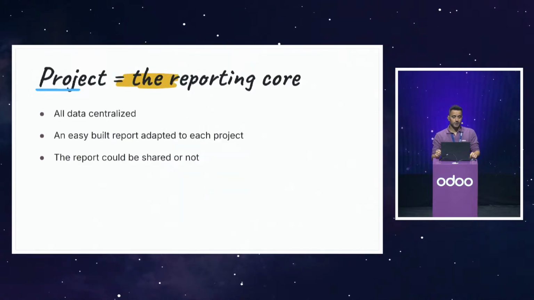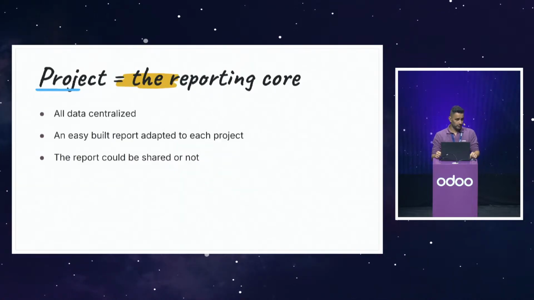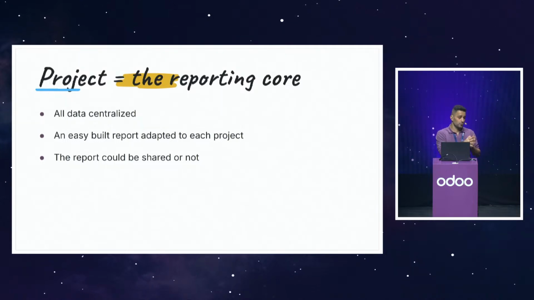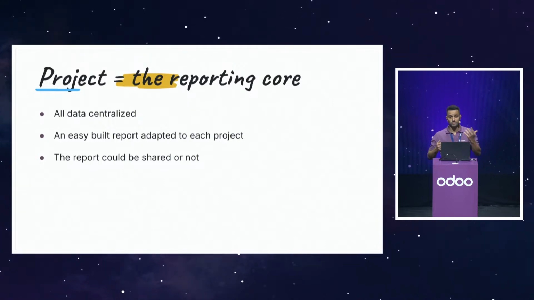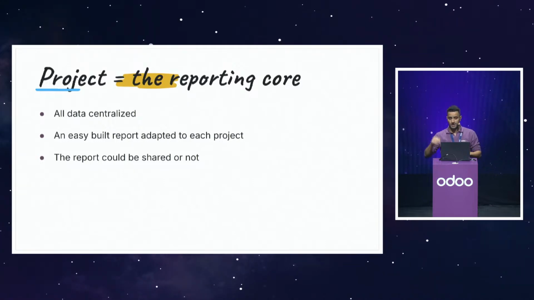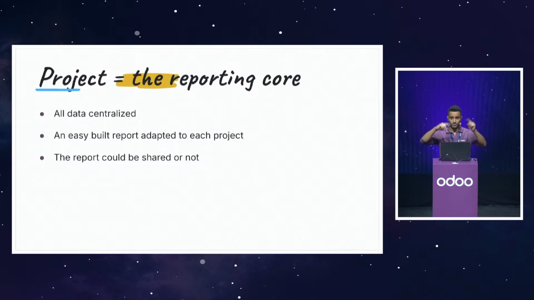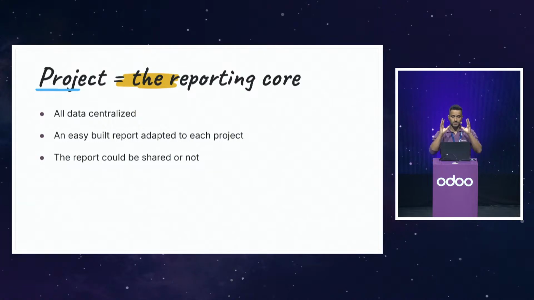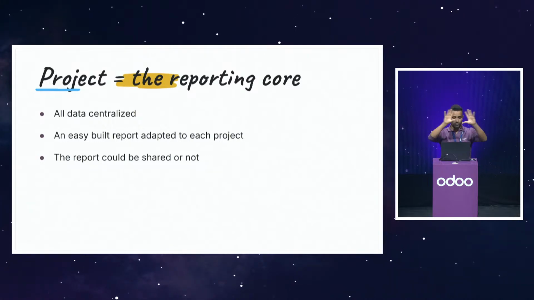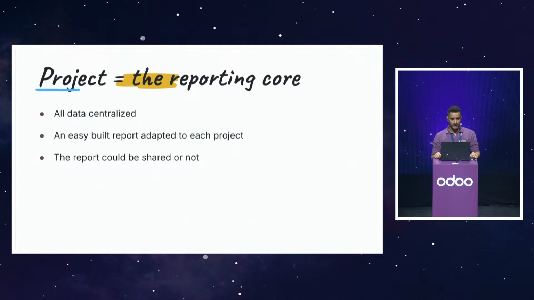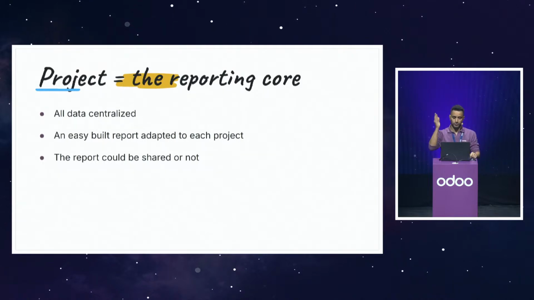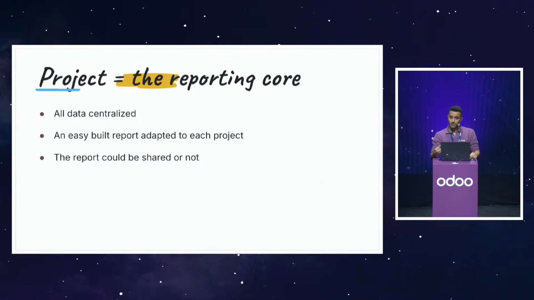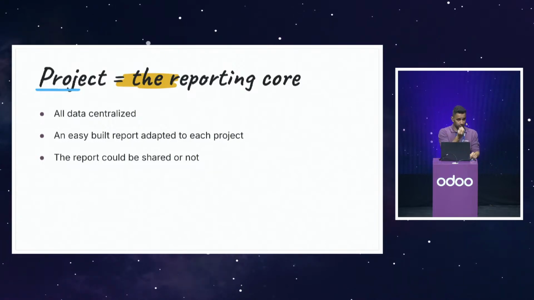The second major contribution of this new top bar feature is the reporting. The project also becomes the core of the reporting. You don't need anymore to go to the timesheet application, to the expense application, and try to make some filters to find and gather the information. The idea here is to have everything in one click, one dashboard. You have the project app, one top bar, and you have all the documents centralized there. And then you will be able to build a report adapted to each project.